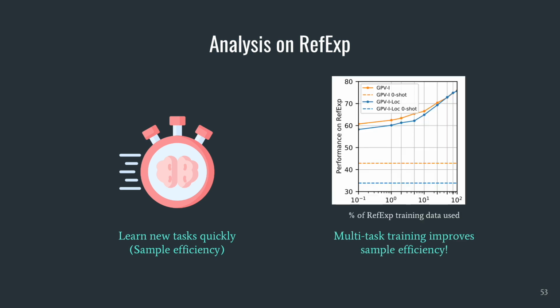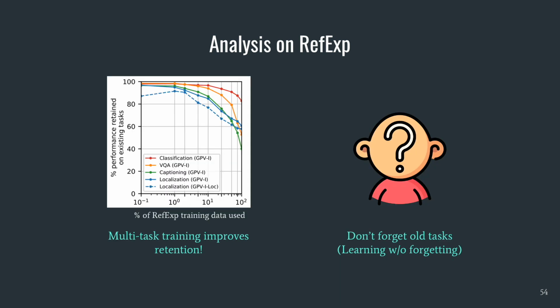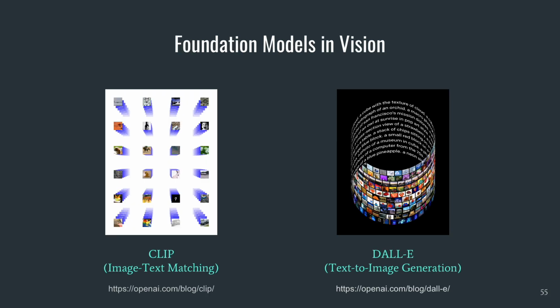Here, we plot performance on the referring expression task versus the amount of referring expression training data used. We observe that multitask GPV1 is more sample efficient when learning this new task when compared to GPV1 trained only on the localization task. We also measure the percentage of the performance retained on the previously learned tasks as we train on increasing amounts of referring expression training data. While multitask training does not eliminate forgetting, it does seem to improve retention when fine-tuning on new tasks in comparison to a model trained only on a single task.